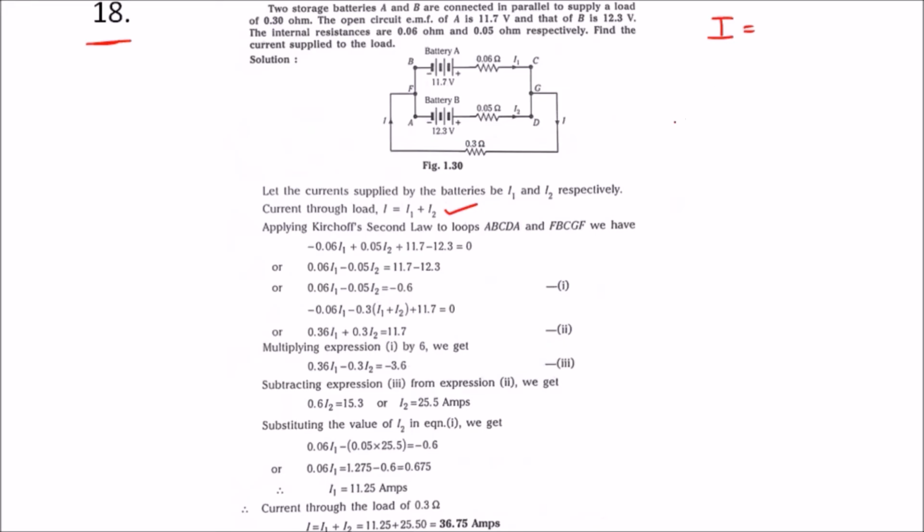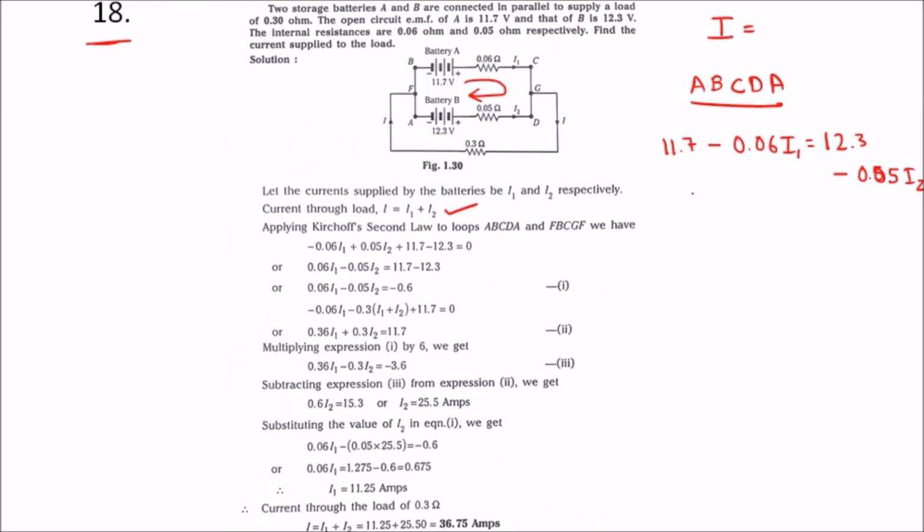Using Kirchhoff's second law, that is the voltage law, we will find one loop, that is this loop, A, B, C, D, A. When we apply Kirchhoff's second law, we will get 11.7 minus 0.06 I1 is equal to 12.3 minus 0.05 I2. So this is the equation.